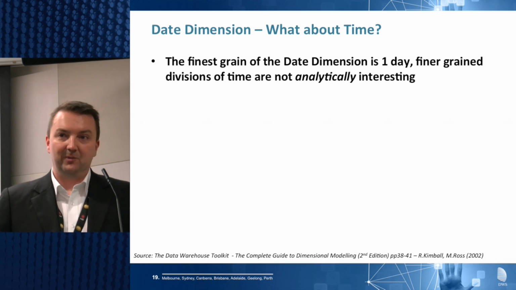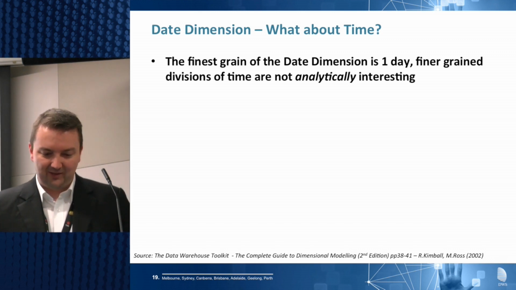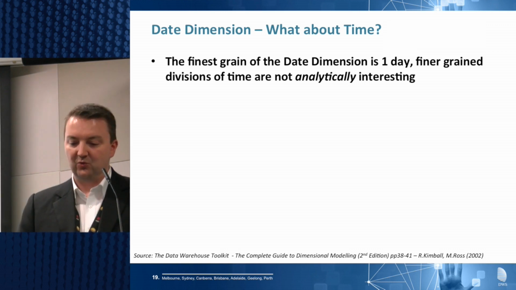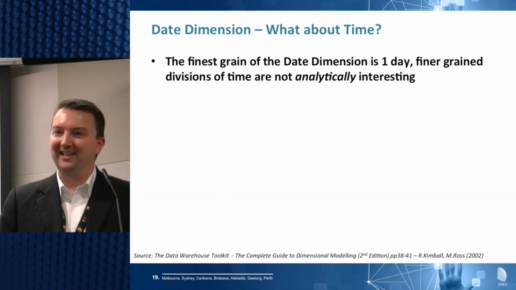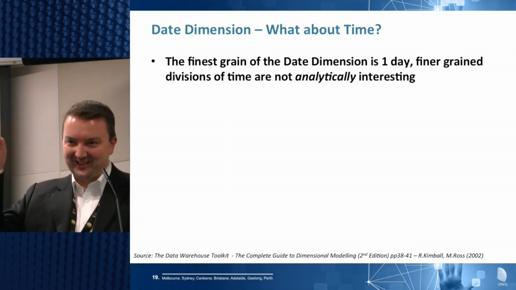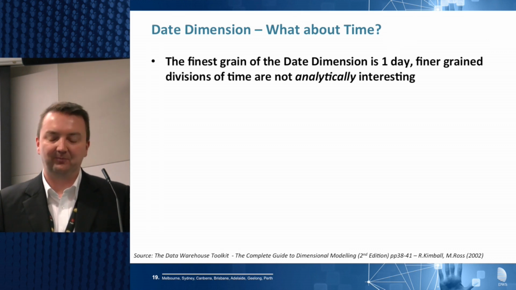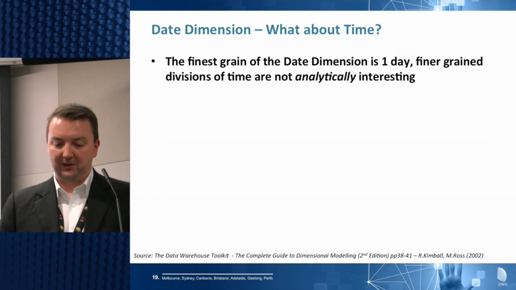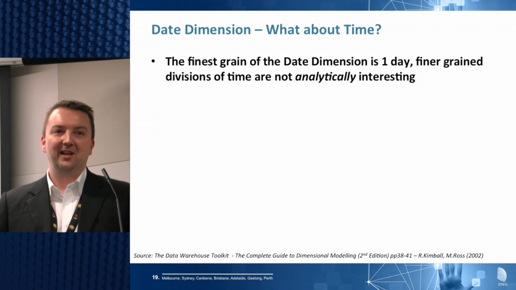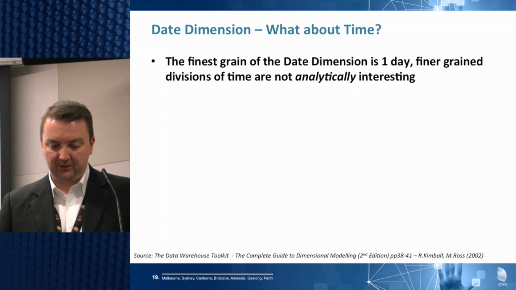Ralph's answer to that was a bit surprising to me. I had a bit of a double take, and I think this quote is taken directly out of the book: the finest grain of the date dimension is 1 day; finer grained divisions of time are not analytically interesting. I sat up pretty straight at that point. I found that a highly contentious statement, but he provided a very rational explanation that I'm about to provide to you, and with very few exceptions, I think it's pretty good.